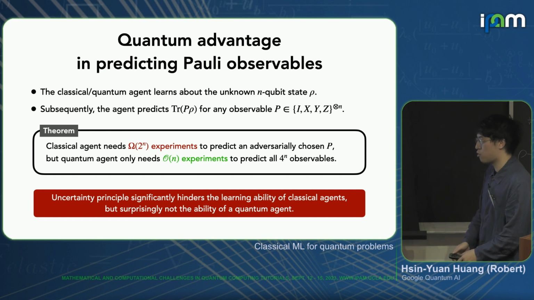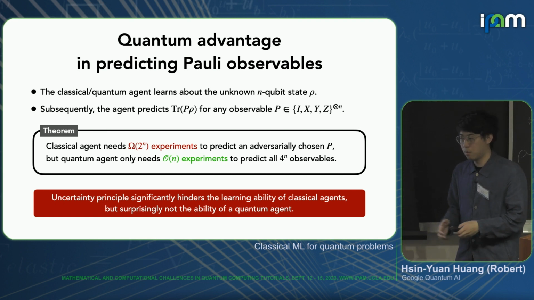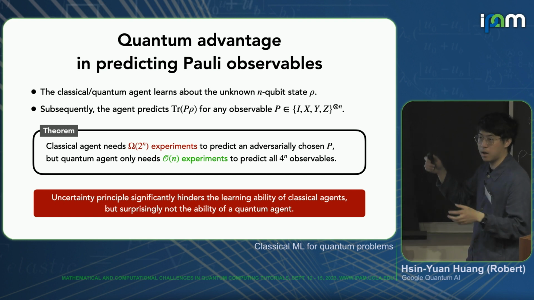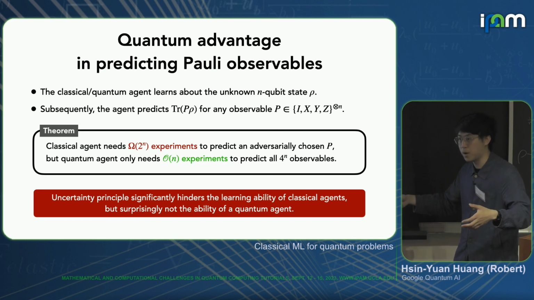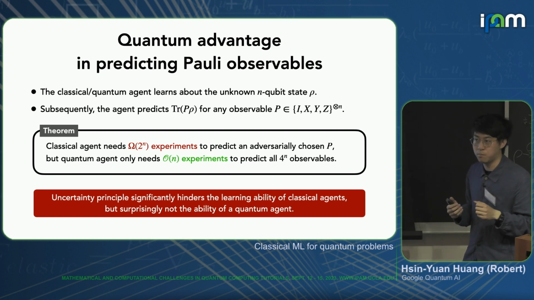But what's strange and surprising is that this doesn't apply to the quantum agent. The quantum agent can take all these data and store them in a memory and then perform an entangled measurement, or a quantum computation on top of it, and it can somehow circumvent the uncertainty principle.